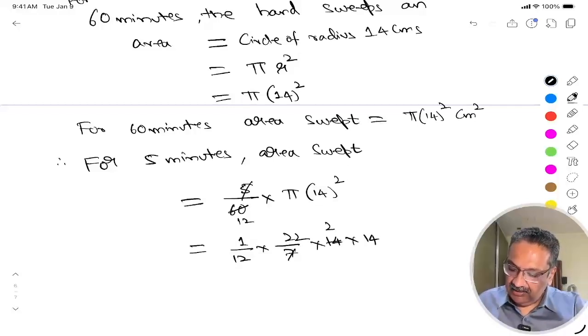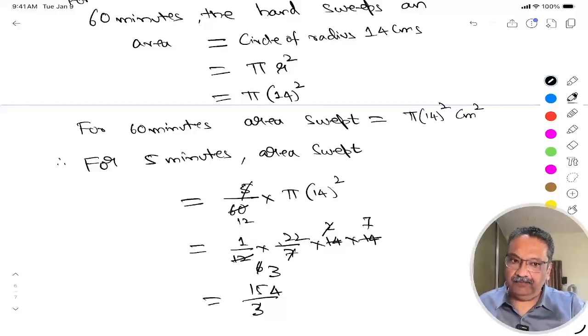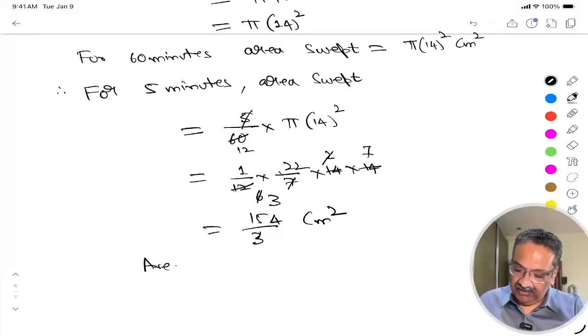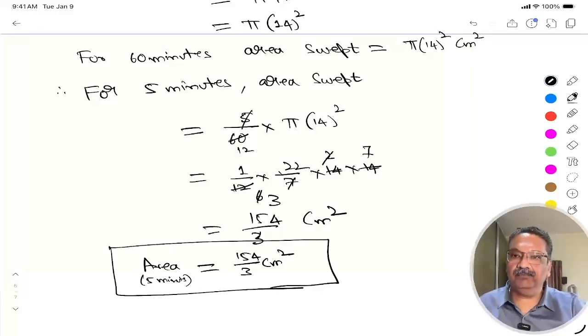7 1s are 7, 2 1s are 2, 2 6s are 12. Okay, 7 3s are 21, 7 2s are 14, 4 and 1 carry, 14 plus 1... 154/3 centimeter square. So the area swept in 5 minutes is equal to 154/3 square centimeters. Okay.